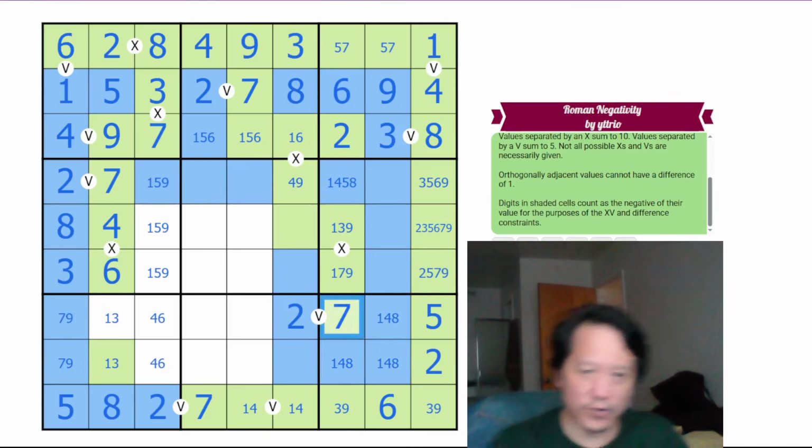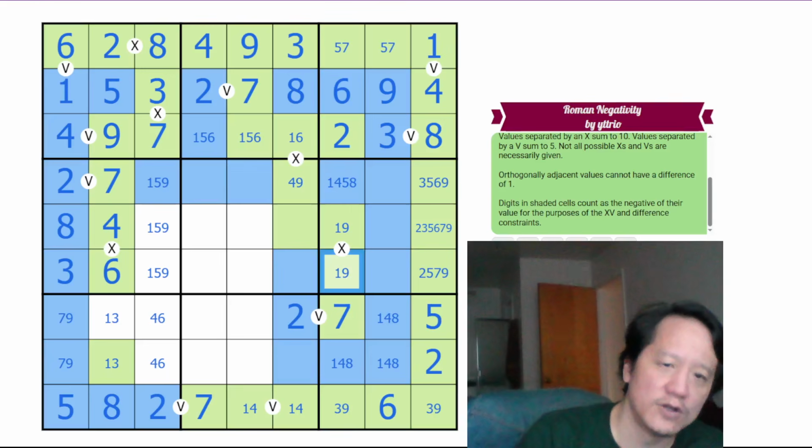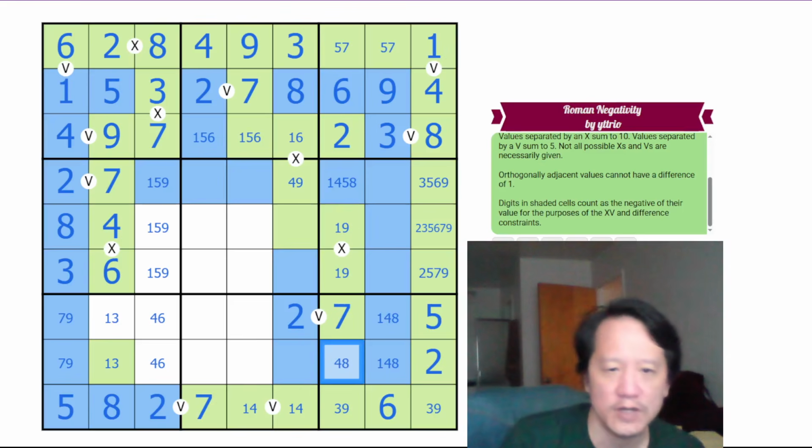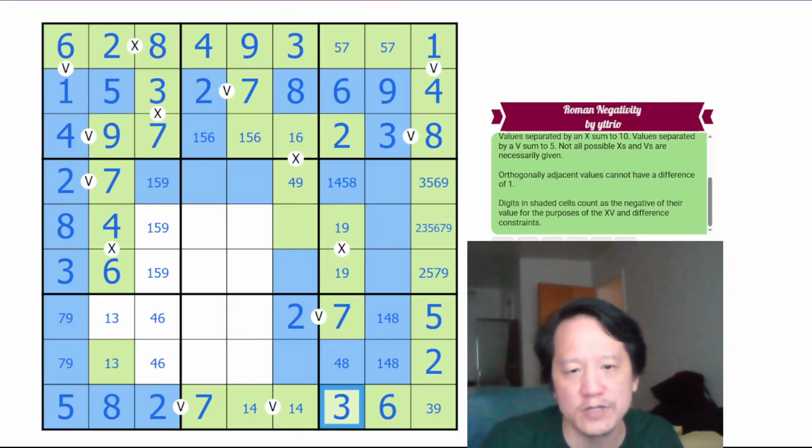So this is 1, 4, 8. 7 eliminates 7 here. So this becomes a 1, 9 pair, which eliminates 1 and 9 in the rest of the column. So no 1 here, no 9 here. It's 3, which makes that 9. No 7 here, so it's 5 and 7. So there's no 5 here, no 1 here. It's 4, 8.